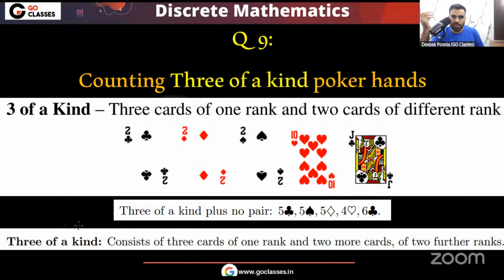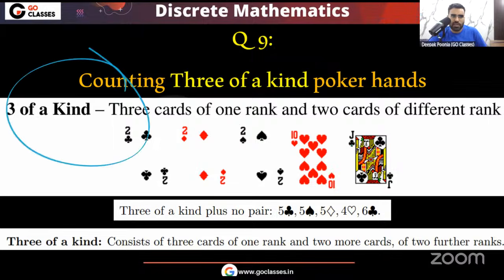I hope it is clear. Read this. Three of a kind means consisting of 3 cards of the same rank, here 3 cards of rank 2. Okay, 3 cards of the same rank, and then there are 2 more cards of 2 further, different ranks. You can see. Okay, I hope you understood.